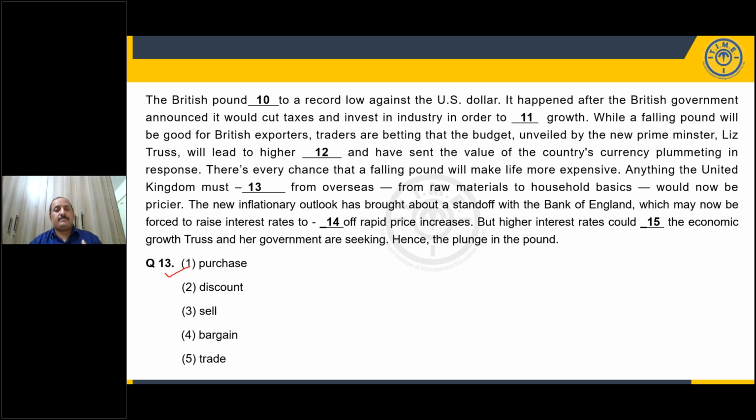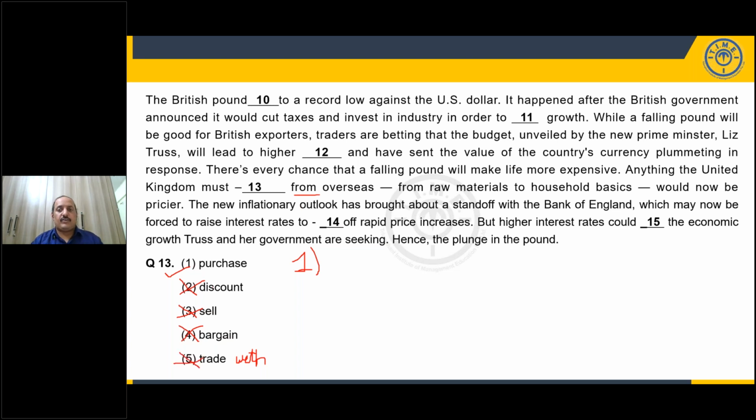Anything that the UK must purchase from overseas. Discount is, again, whether I give a high price, whether I give a low price, so that is irrelevant. Sell to. After sell, I need the preposition to. So that is wrong. Bargain is again like discount. And I could use trade, but with trade, the preposition used is with. I trade with overseas countries. But if I say out here, I've used the preposition from. So I can't use trade, therefore, I use purchase.